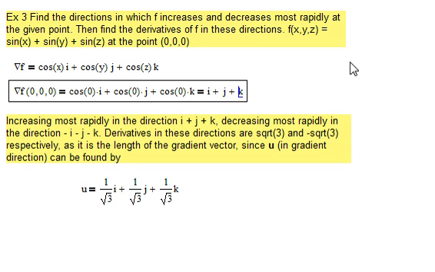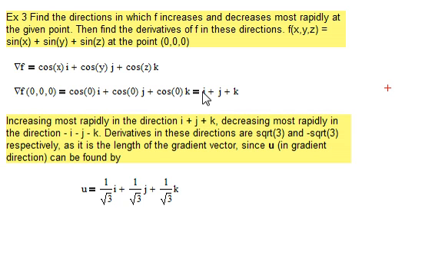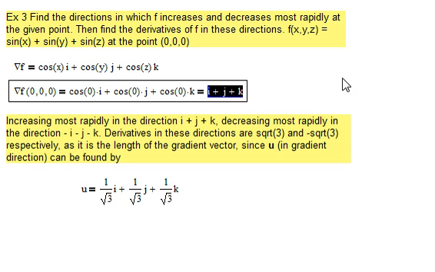Now what does that tell us? This vector is increasing most rapidly in the direction of i plus j plus k. And it's decreasing most rapidly in the direction of negative i minus j minus k, the opposite direction. So derivatives in these directions are square root 3 and negative square root 3. And I think you can see, because that's just the length of this vector.